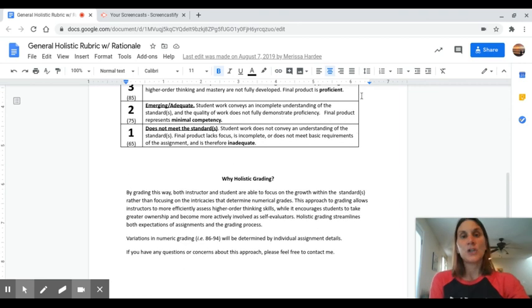A 2 is a more common grade. A 2 would mean you're emerging. You show some understanding of what we're looking for. You show some understanding of how to write correct sentences. You show some understanding of major themes. You show some understanding of having read the text, right? It means you're emerging. You're adequate.